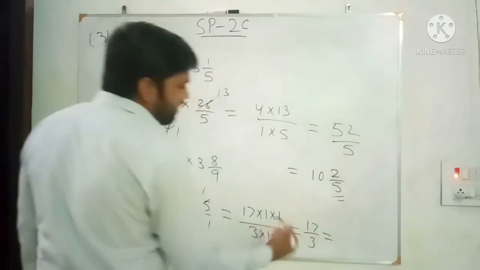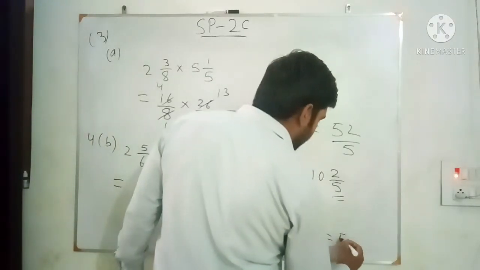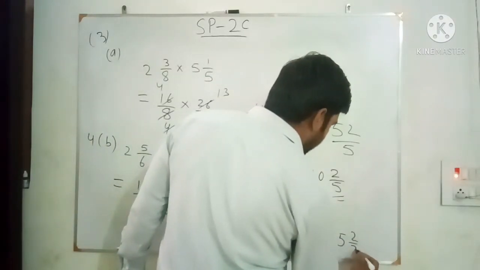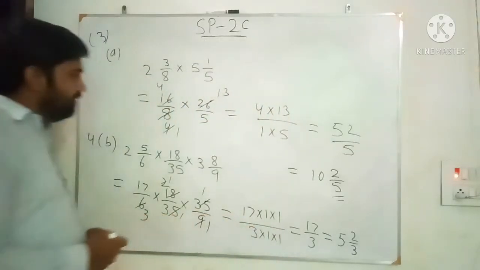This is the improper fraction converted into a mixed fraction. 3 5s are 15, 5 2 by 3.